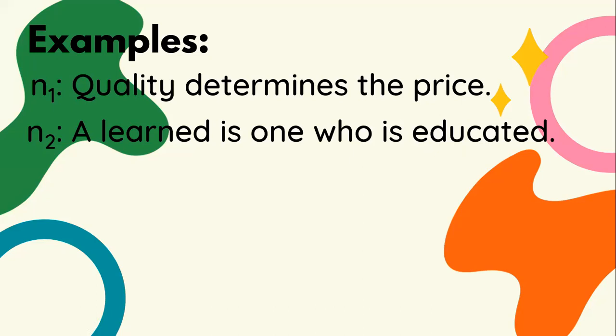How about itong N sub 2? Yes, Miko, how are you going to negate N sub 2 proposition? Ma'am, di ko na po kung pwede to. Learned po ba to or learner po? A learned. A learned is one who is uneducated po. Uneducated, yeah. Yes, ma'am. Okay.